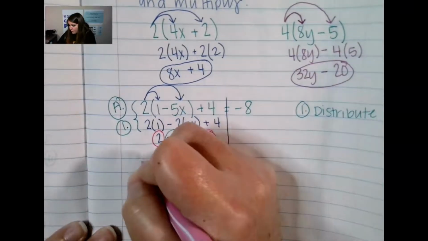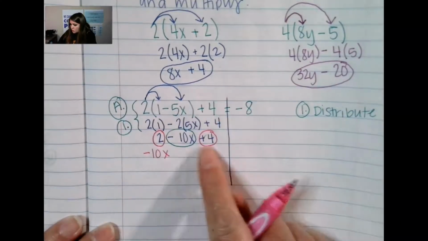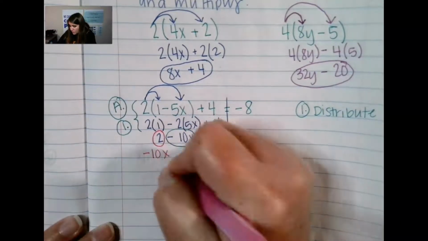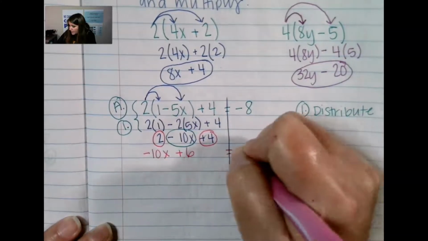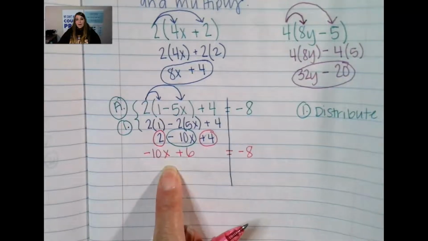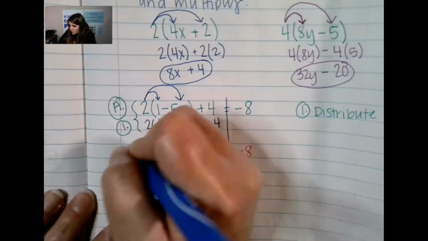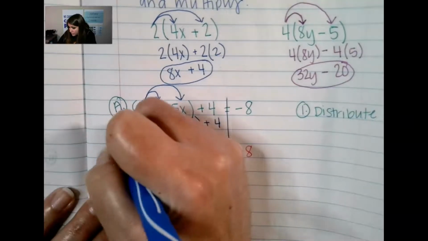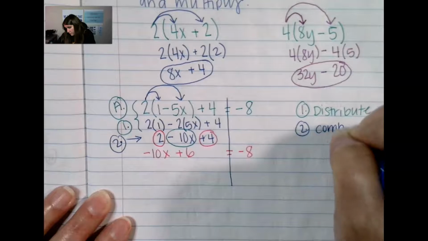All right, so I have negative 10x plus 2 and 4. Well, 2 plus 4 is 6. And that equals negative 8. So now I am finally at part 3, where I can solve using a two-step method. So right here, that was step 2, and that was combining like terms.